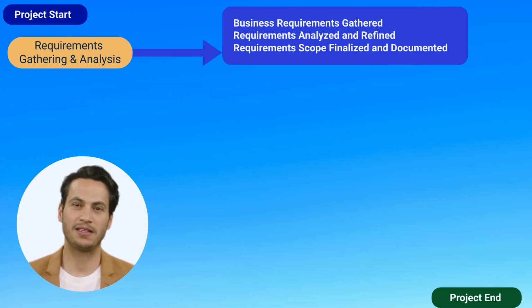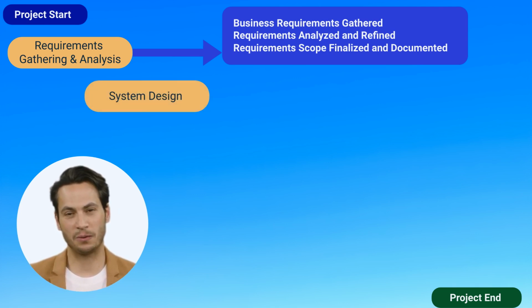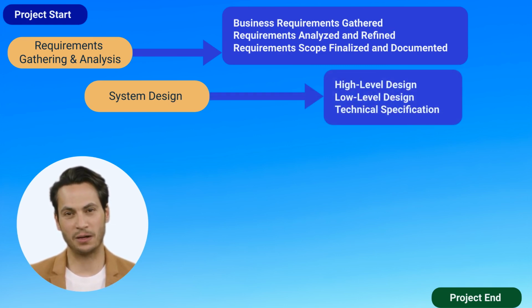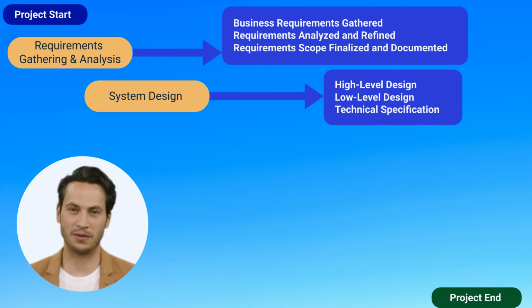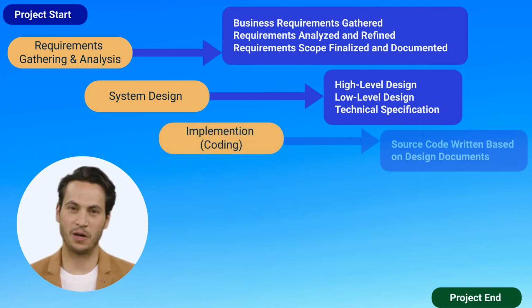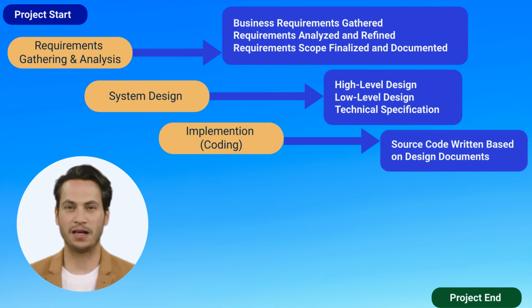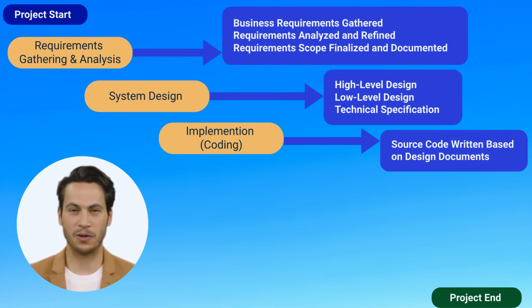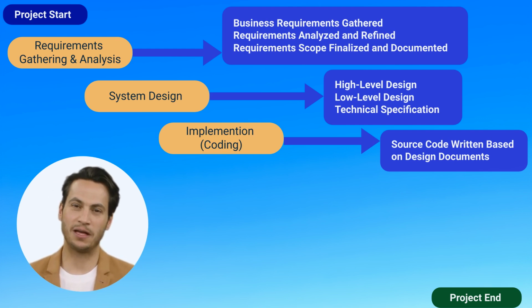The next step is system design. With the requirements in mind, the design documents can now be created, including high and low-level design and technical specifications. The objective of these design documents is to give clarity on how the system will be implemented. This leads us nicely into the next step, which is the implementation phase. This is when the source code is written based on the design and technical specifications. Developers will build the system in small units or modules before being integrated.